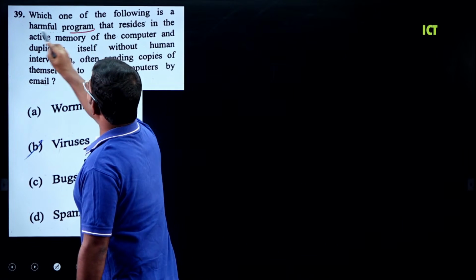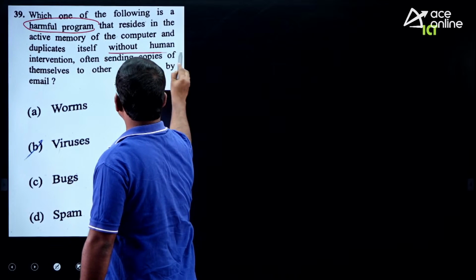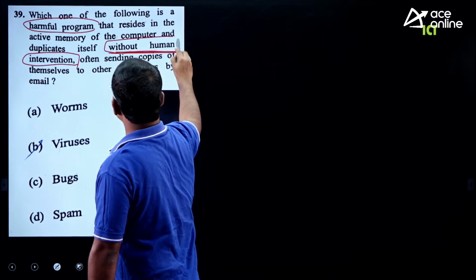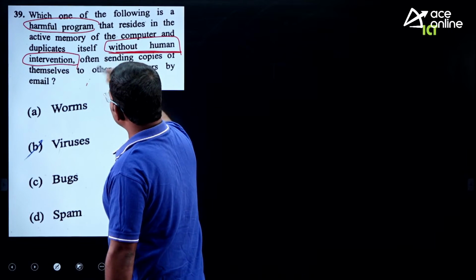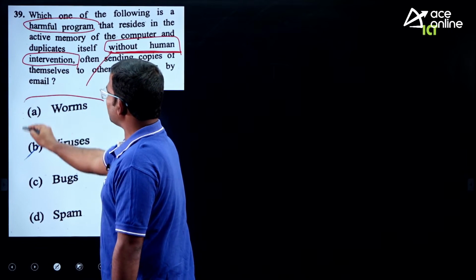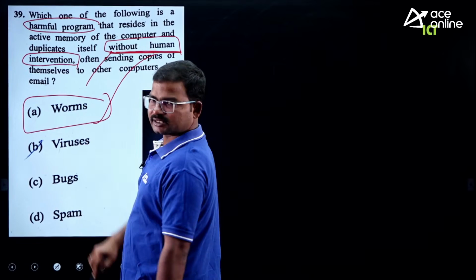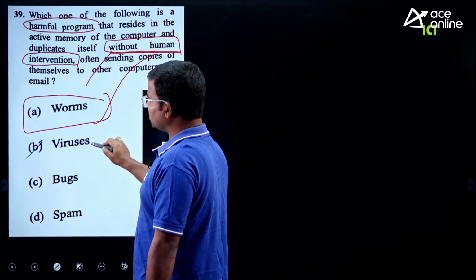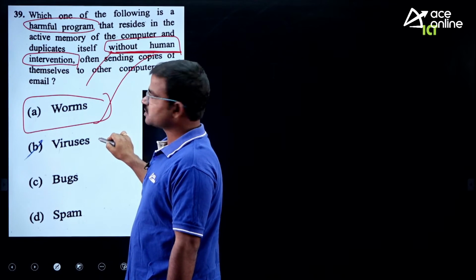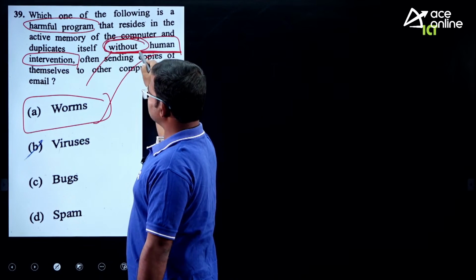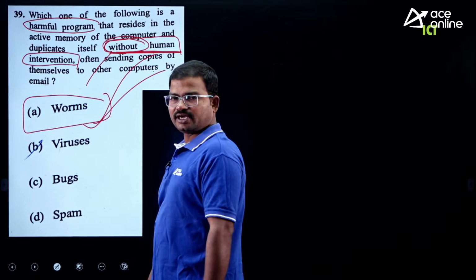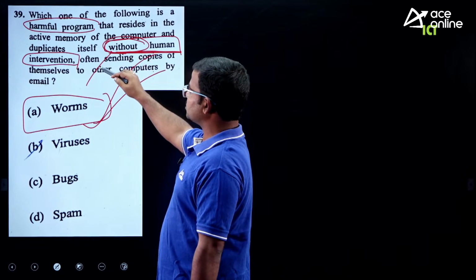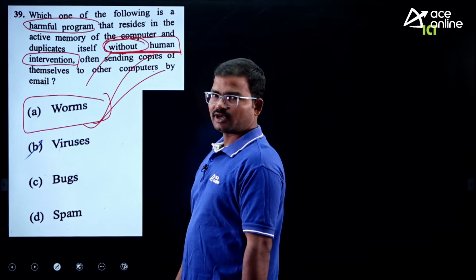Okay, so harmful program. Here they mentioned without human intervention. So if they mention without human intervention, then you have to consider option A is the right answer. Suppose instead, if they mention with human intervention, then you have to consider viruses. But here they mention without, no. So that's why option A is the right answer. So worms are considered the right answer here. Why? Because without human intervention, we have to consider only worms.